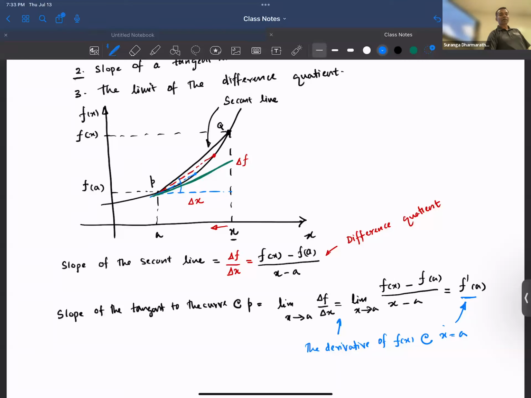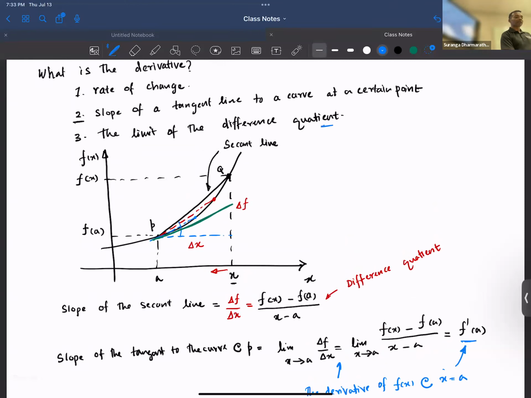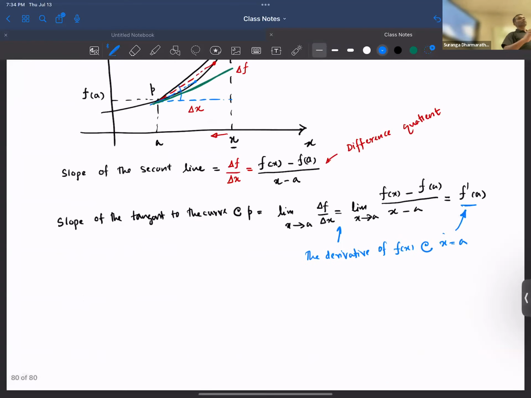So what is that? That's the third definition, or third idea about derivative: the limit of the difference quotient. The limit of the difference quotient is equal to the slope of the tangent line at x equal that value, which is also equal to the derivative. Does that make sense? Okay, that's called f prime a, the derivative at x equal a.